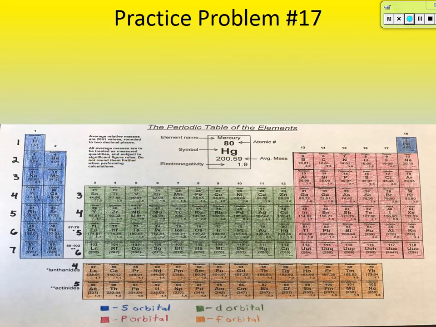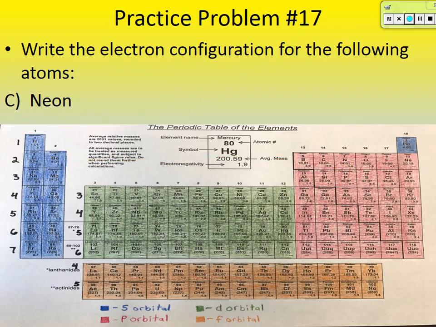Okay, very good. Let's go to part C for neon. Again, I would like you to hit pause, try it on your own, and then hit play once you have an answer. Okay, so neon is right here on the periodic table. Let's build its electron configuration until we get to neon. So we're going to start from the very beginning, the first energy level. We're in the s orbital, and we got 1, 2 electrons.